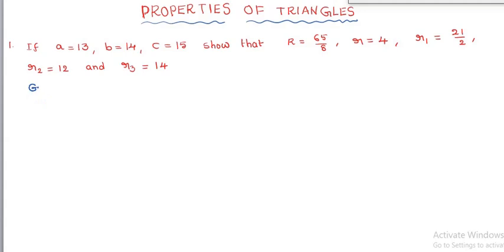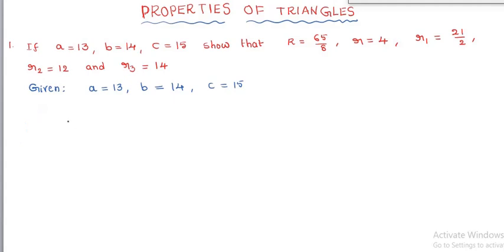Given that a value is 13, b value is 14 and c value is 15. First you have to find out the s value.